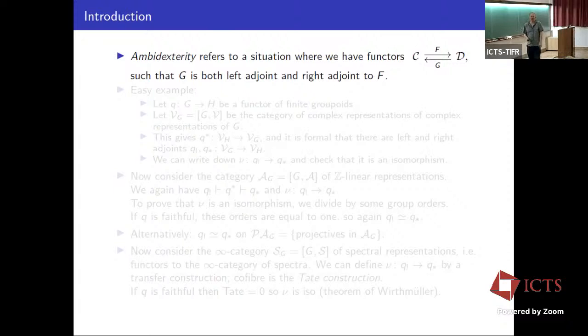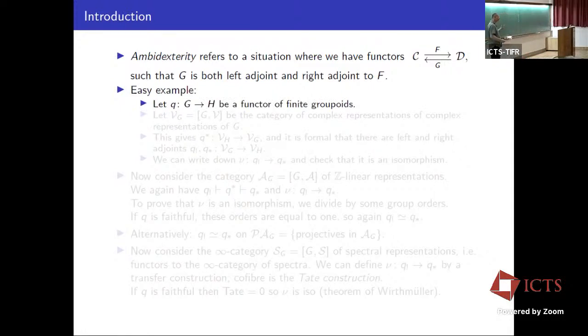Today we'll spend some time looking at some fairly elementary examples, because they set the scene in a useful way and make it easier to understand what's going on later. The easy example is going to be related to functors of finite groupoids.